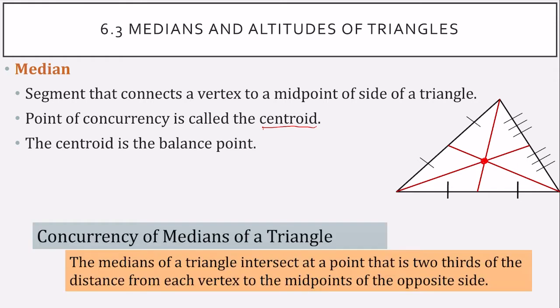The medians of a triangle intersect at a point that is 2/3 of the distance from each vertex to the midpoint of the other side. So on this median, that distance is 2/3 and that is 1/3. So it divides our median into 2/3 and 1/3. The 2/3 is between the centroid and the vertex. The 1/3 is between the centroid and the side.